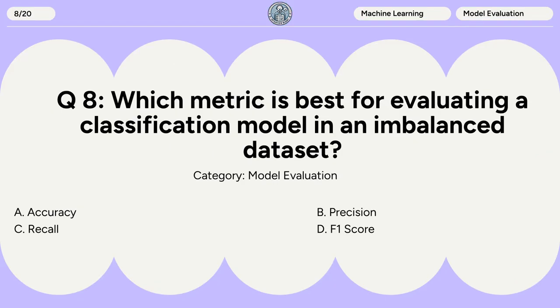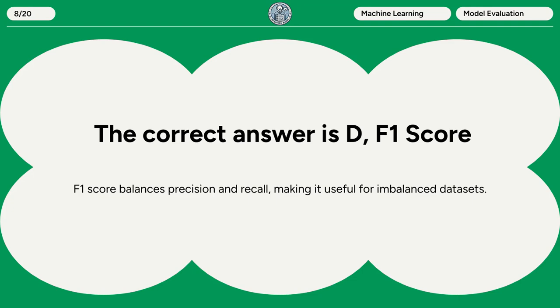Question 8. Which metric is best for evaluating a classification model in an imbalanced dataset? A. Accuracy. B. Precision. C. Recall. D. F1 score. The correct answer is D. F1 score. F1 score balances precision and recall, making it useful for imbalanced datasets.